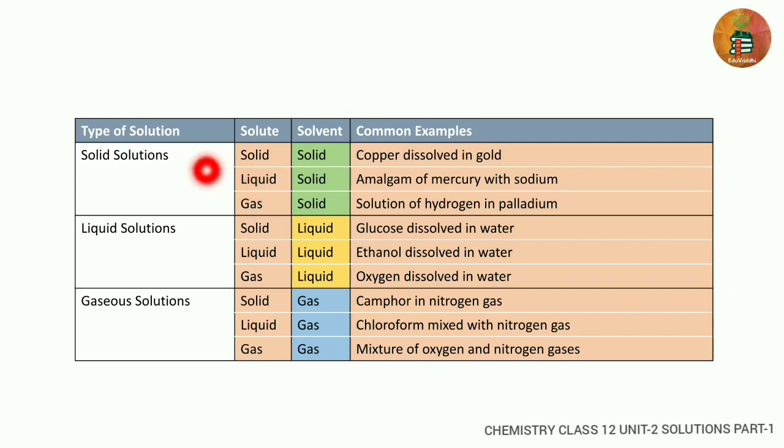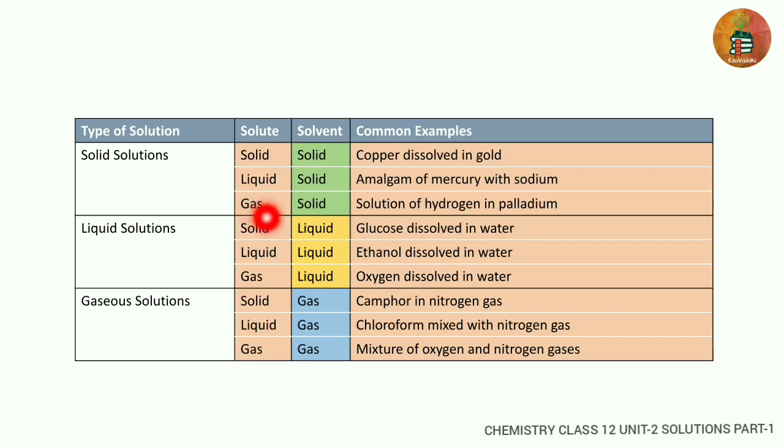The next type of solid solution is where the solute is a liquid and the solvent is always solid. Example, amalgam of mercury with sodium. So mercury is a liquid, so it will be acting as solute, and it is mixed with sodium which is a solid. So we will get one solid solution.